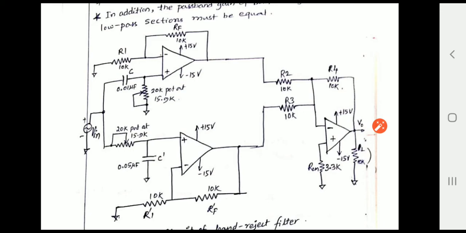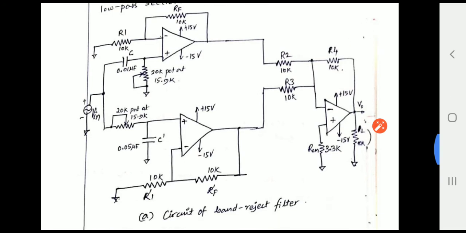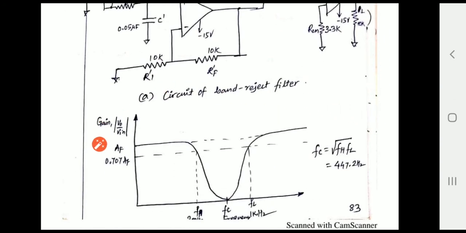So this is about the wide band reject filter. This is a graph where it allows the low frequency and high frequency components and rejects the frequency components between FH and FL, where FH must be lesser than FL. That is the condition here. So this is about the wide band reject filter.